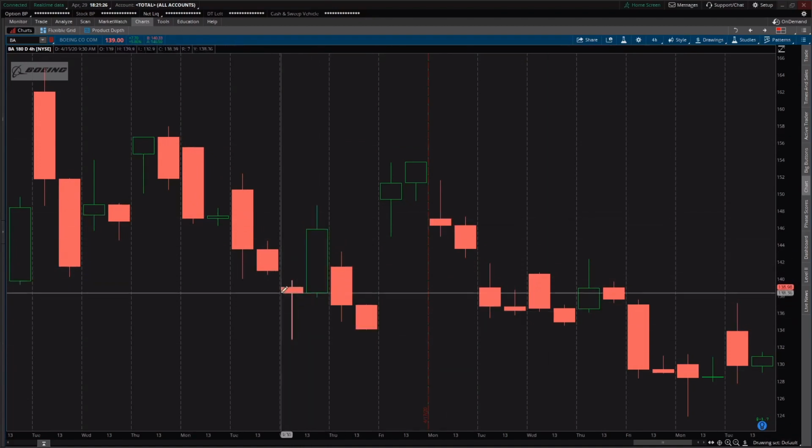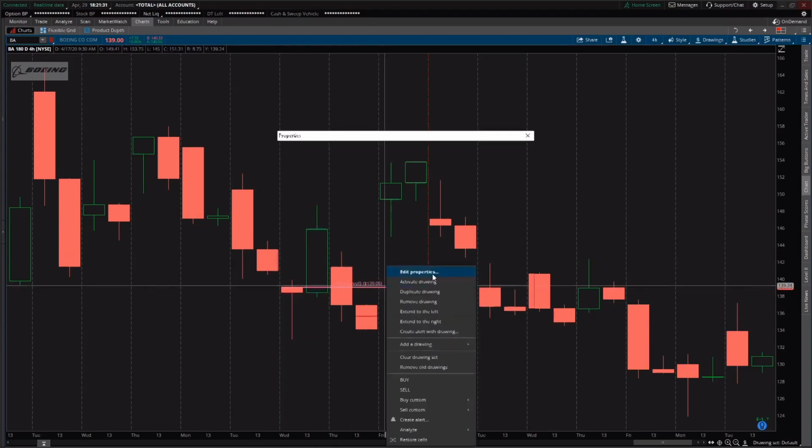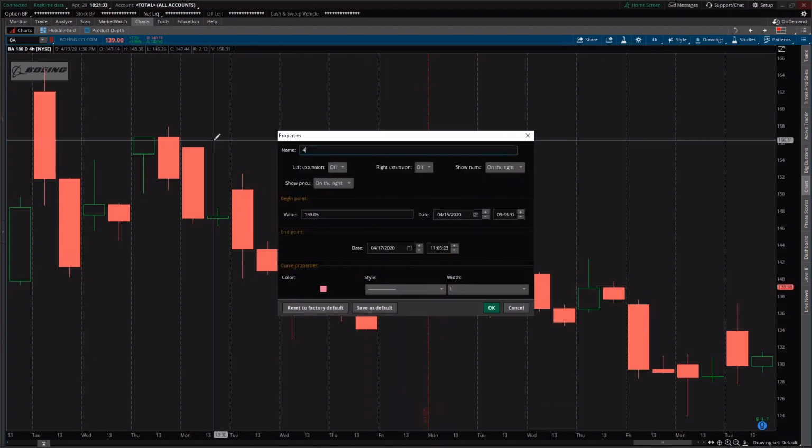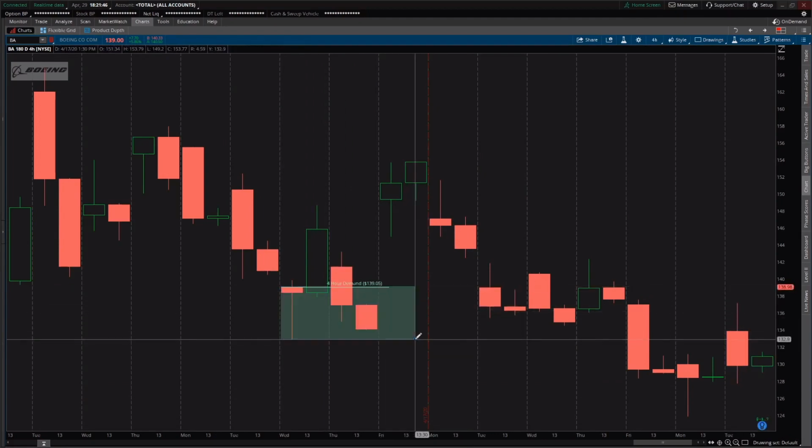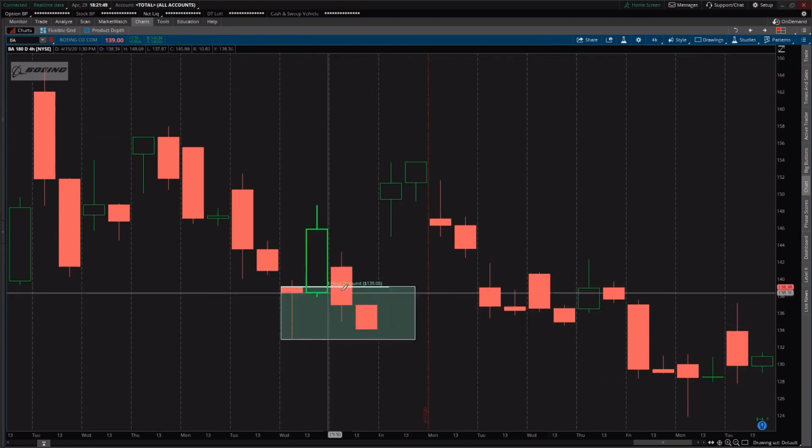So what I do is I put a line at the start of the red candle, extend it. I go to edit properties. I name this 4 hour demand, and then I'll make this green. Then for illustration purposes only, I get a rectangle, start it at that box, and I extend it to however long I want it. So now we have a 4 hour demand zone.